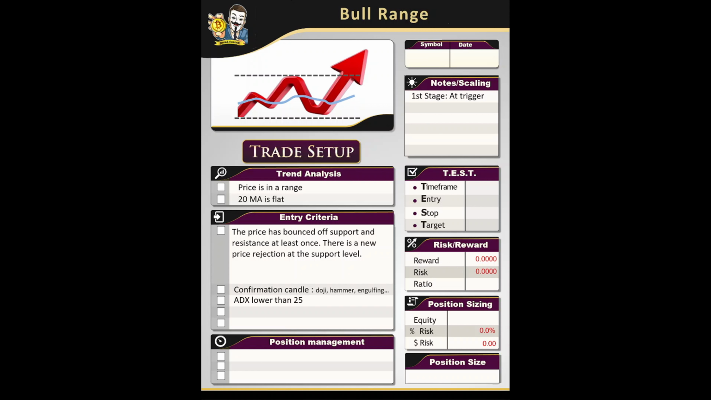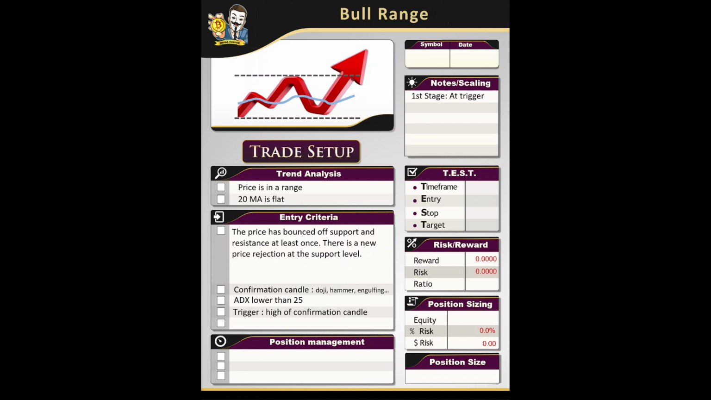The ADX is an important indicator to confirm a ranging market. If ADX is below 25, it suggests that the price is definitely in a range. The trade is triggered when the high of the confirmation candle is broken.